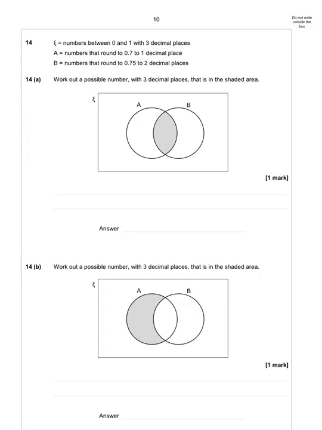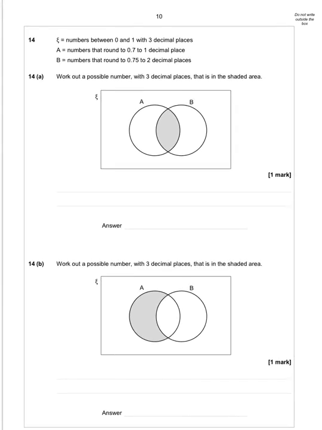This question asks you to populate this Venn diagram, and it tells you that all of the numbers in the Venn diagram, which are these here, are between 0 and 1 to 3 decimal places. So that can be 0.001 right up to 0.999, which is quite a lot of numbers. So they are all the numbers that are in this universal set.